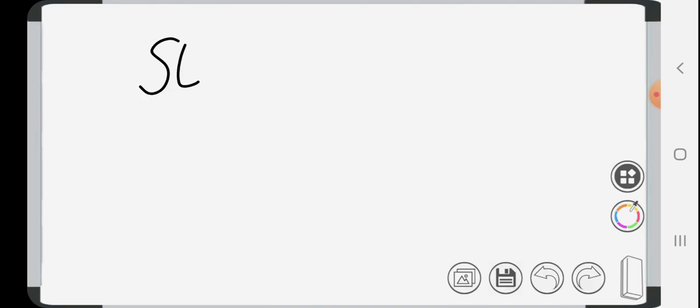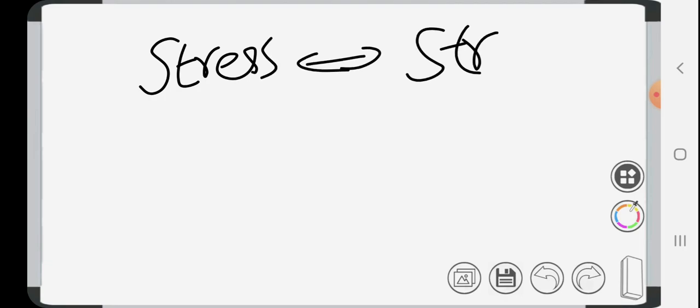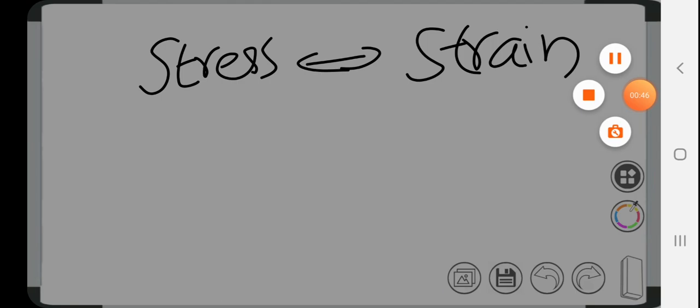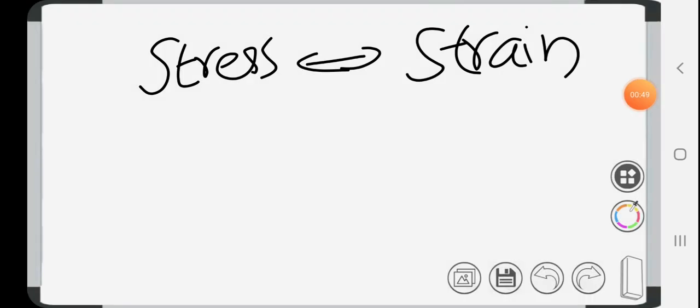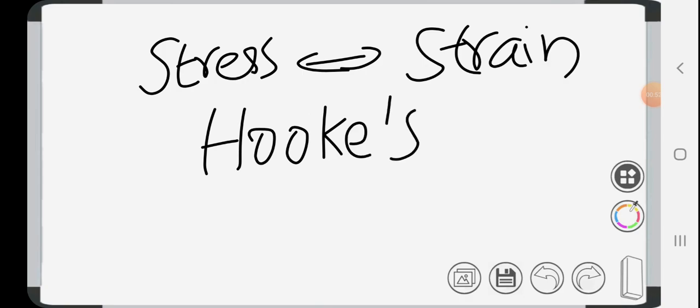So students, how is stress related to strain? That is what we are going to learn. The relationship between stress and strain is nothing but what we call Hooke's law.